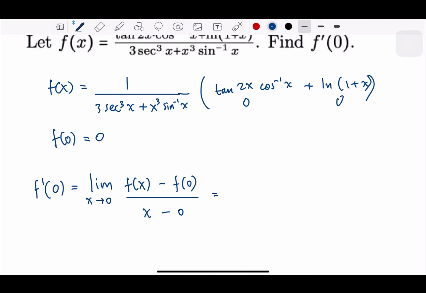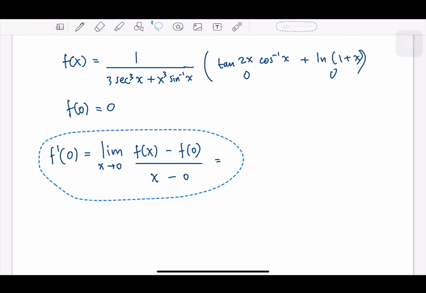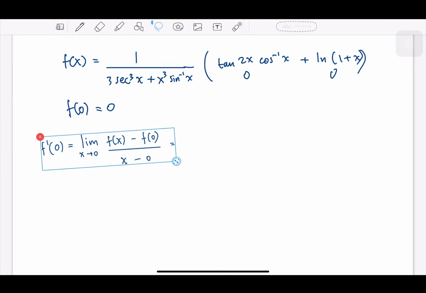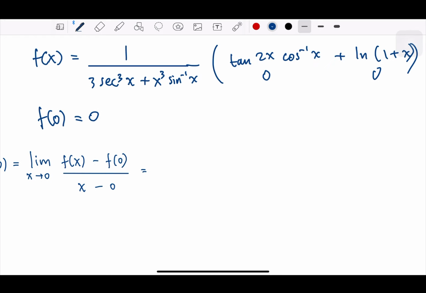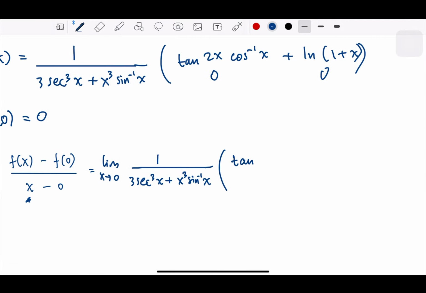Let me write here, maybe make it smaller. Okay, we are doing the limit now, f of x divided by x. Still, we get the 3 secant cubed x, and I will write the x inside here, the tangent here, so I will write this making it divided by x.